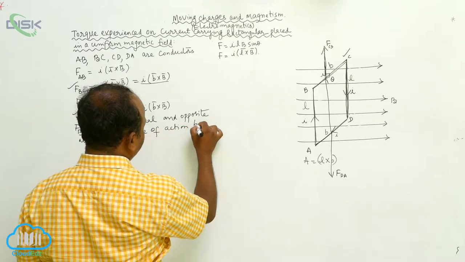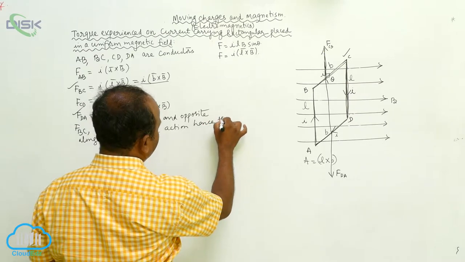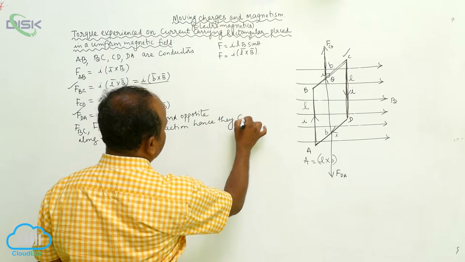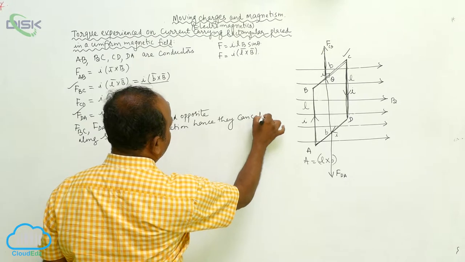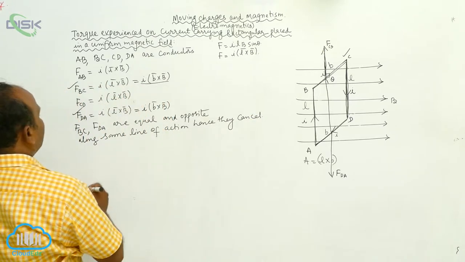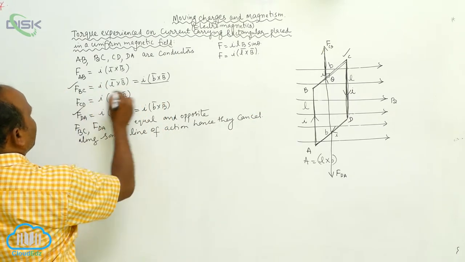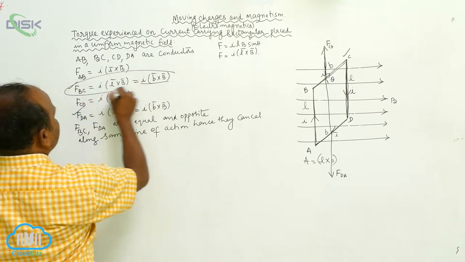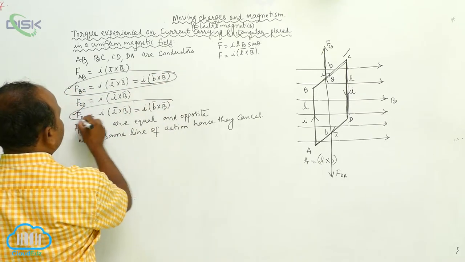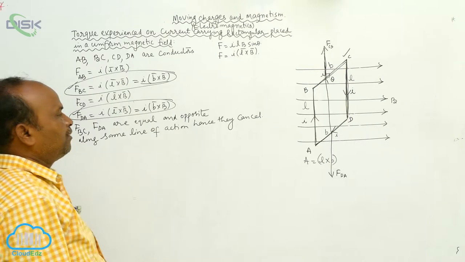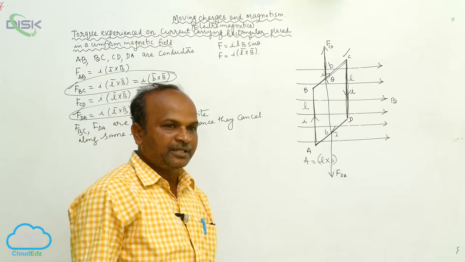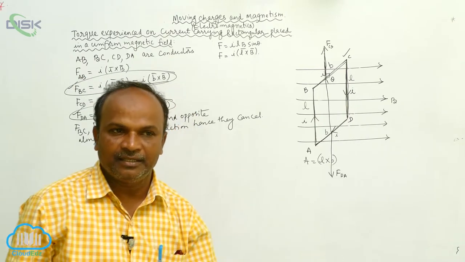Hence, they cancel. Therefore, F of BC and F of DA, both are equal and opposite. They will cancel with each other.